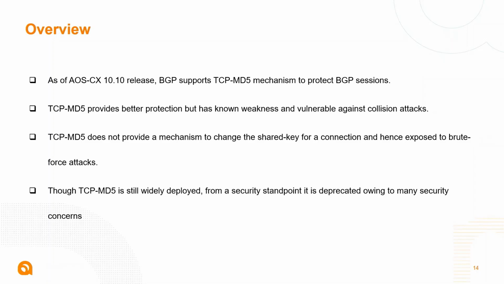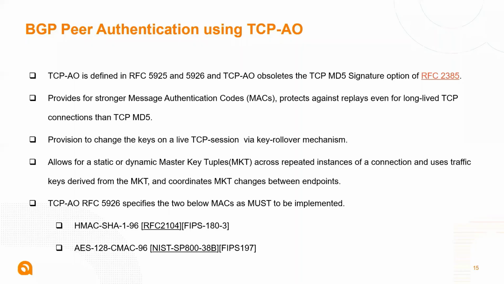Hence, as part of DoDIN APL certification, there comes a requirement to support TCP AO as the authentication mechanism for securing our BGP sessions. Let's see about BGP peer authentication using TCP AO. TCP AO is the proposed replacement of TCP MD5 defined in RFC 2385. It is based on RFC 5925 and 5926. TCP AO is resistant to collision attacks and provides algorithmic agility and support for key management.